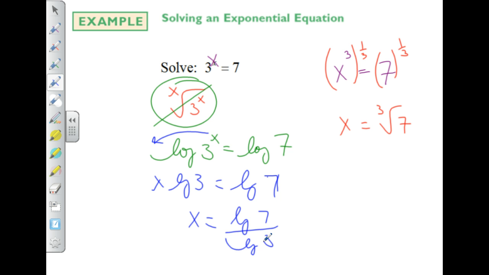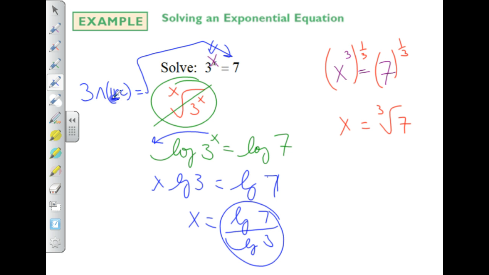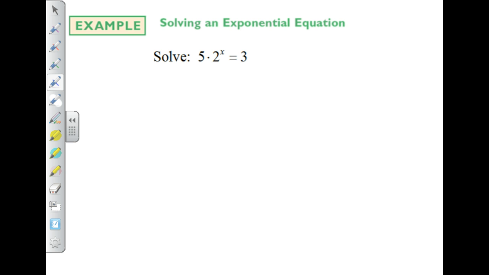Remember, this is going to be base 10 because I haven't written the log base. So you can actually type that into the calculator and get a decimal equivalent. And then you could go back and check it. 3 carried up, whatever that decimal is, and check to see if it actually does equal 7. Remember, you're going to round that decimal, so it's got to be close to 7, not exactly.